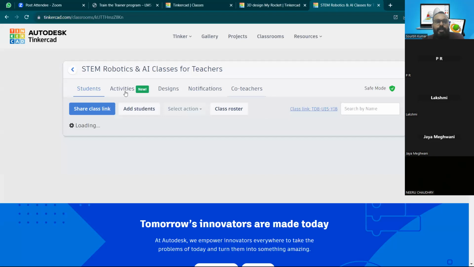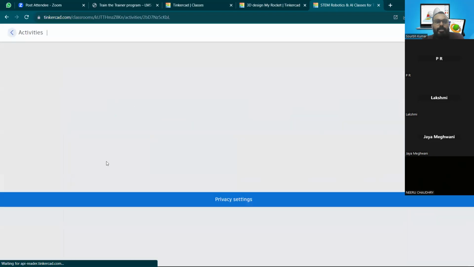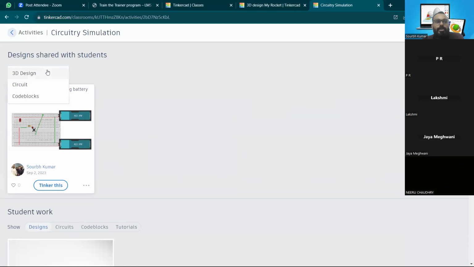I am opening the activities and clicking on the circuitry simulation. I'm clicking on new circuit, and then new design and circuit.